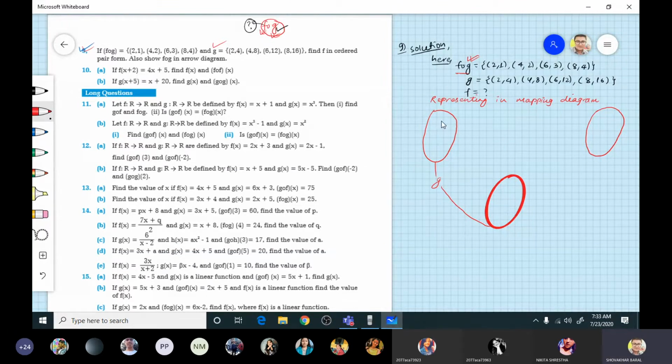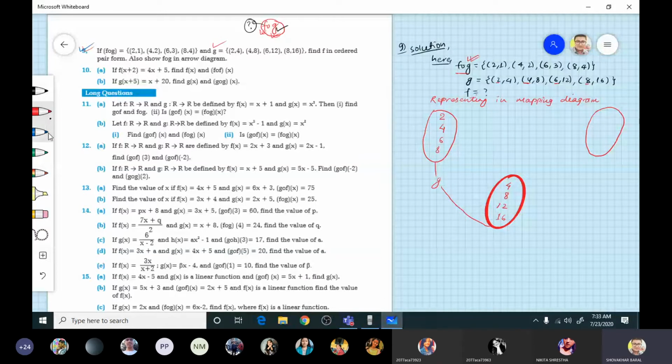So let me put the elements also. At first, let's put the first elements. The first elements of function g are 2, 4, 6, and then 8. So let me insert the elements here: 2, 4, 6, and 8. These are the first elements of function g. Now let me insert the second elements of function g. The second elements are 4, 8, 12, and 16.